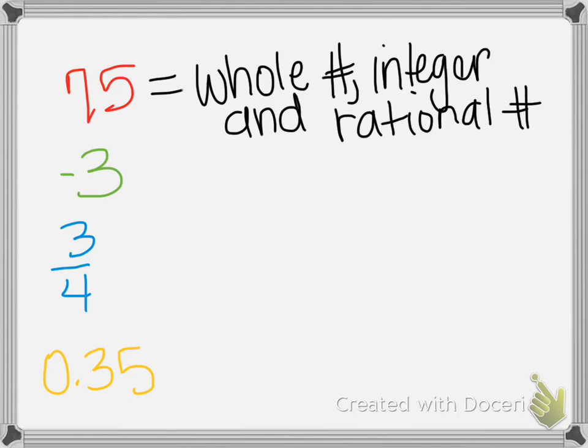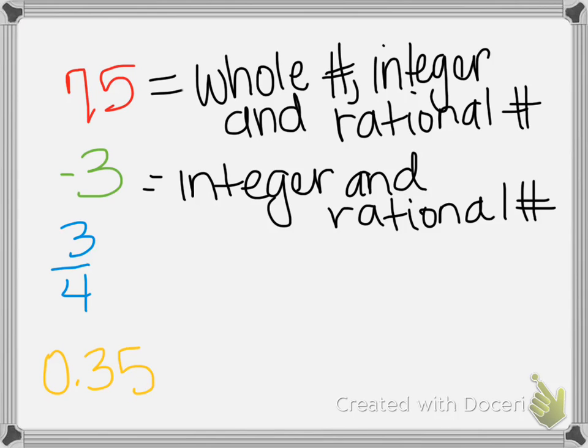75 is a whole number, an integer, and a rational number. Because it's positive, it is a whole number. It's on the right side of 0. It's an integer because it has an opposite of -75, and it's a rational number because it fits in the rational family. The -3 is an integer and a rational number. It can't be a whole number because it's negative.